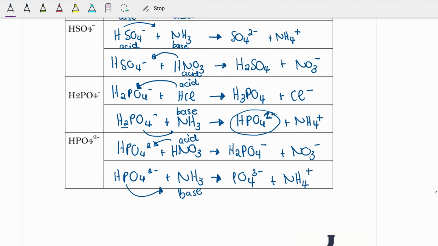Alright, so that was just a few examples. If you stick to the next video, I'm going to do a lot of examples of conjugate acid-base pairs to show you how to know when something gives away a proton, what its conjugate pair looks like.